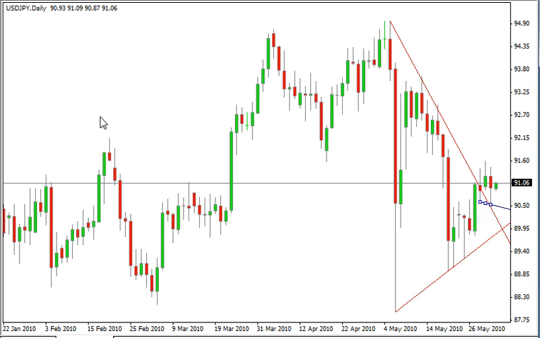In the next session, look for the pair to go as high as 91.83 and as low as 90.02. And look for some support around 90.43 and some resistance around 91.15.